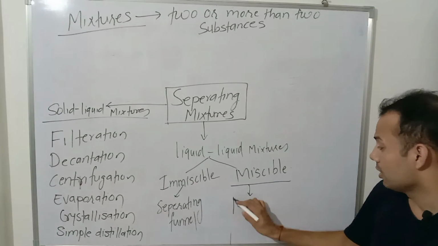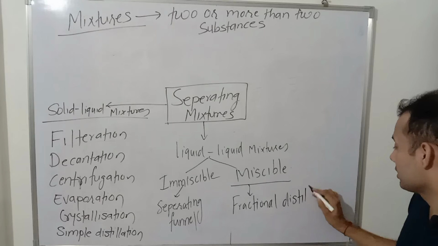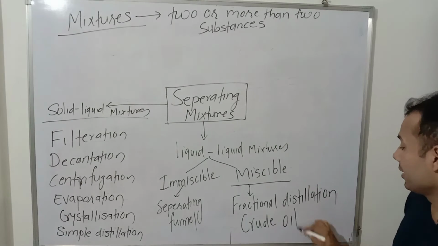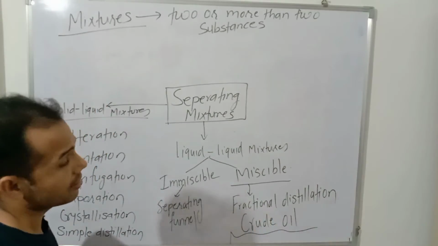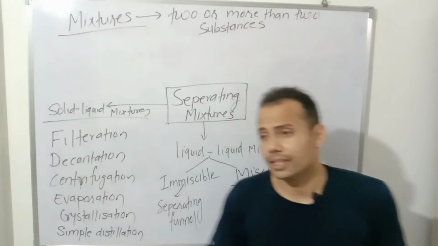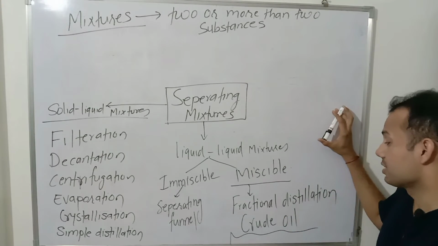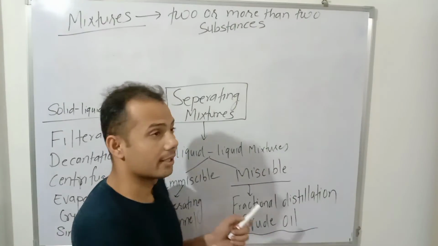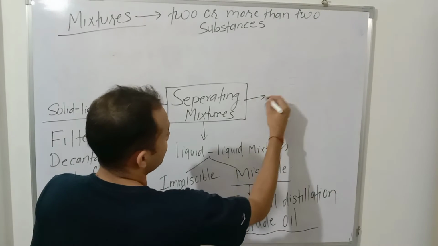If it is a miscible liquid, then you can use the fractional distillation technique. Crude oil extraction is done with the help of fractional distillation. It is very similar to simple distillation, but in fractional distillation there are columns. Based on their different boiling points, your liquids get evaporated and separated.